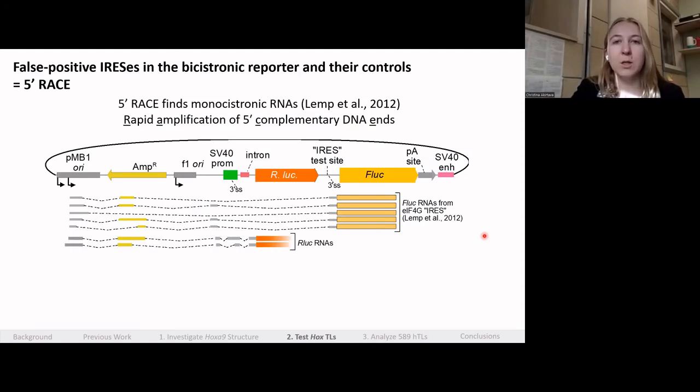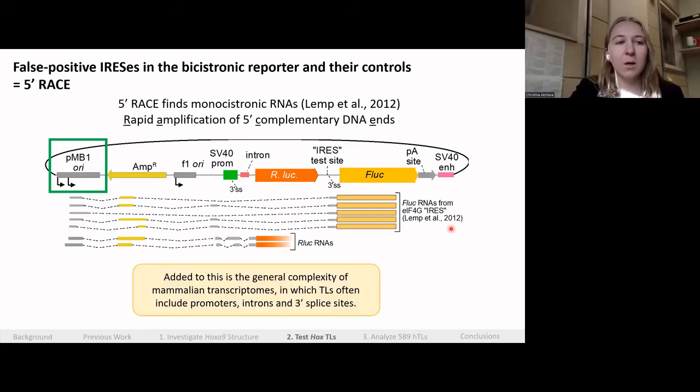Previously, Lemp et al. in 2012 found that the pRF plasmid generates cryptic upstream promoters and can create aberrant transcripts. They found that the pMB1 ori can generate these random spliced artifacts. So these are other ways where the 5' end may not be what you would typically expect from the bicistronic reporter assays. And added to this complexity is the mammalian transcriptome, which inherently contains a lot of introns, promoters, and splice sites.